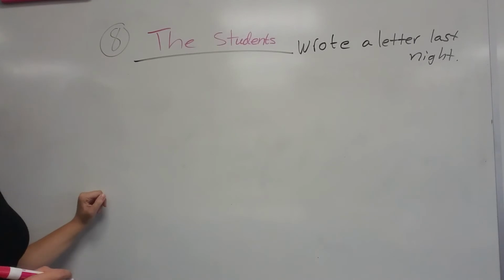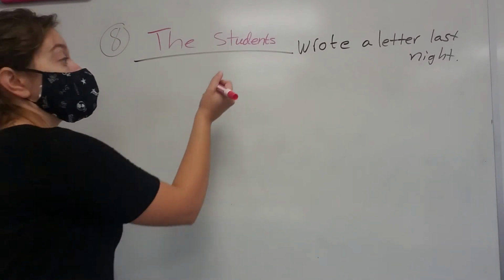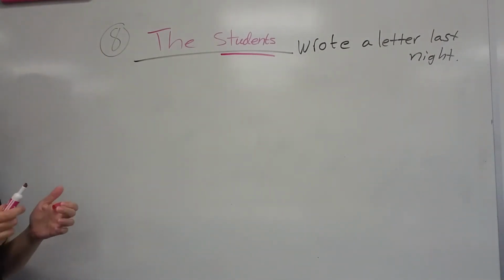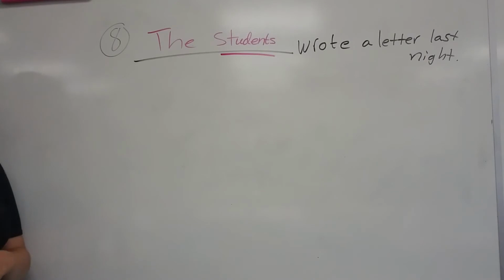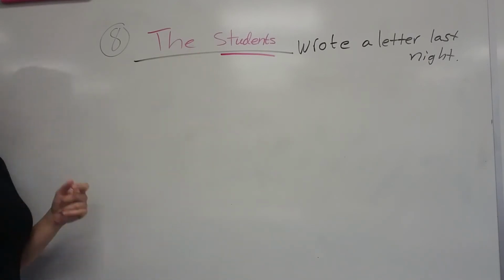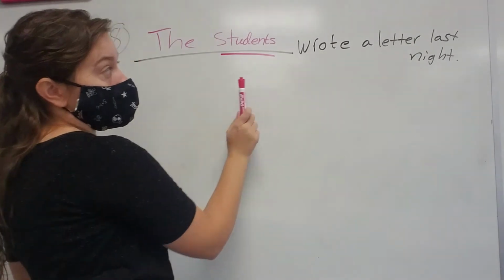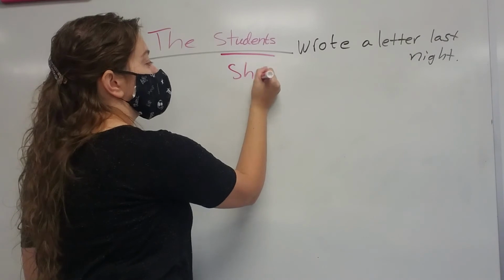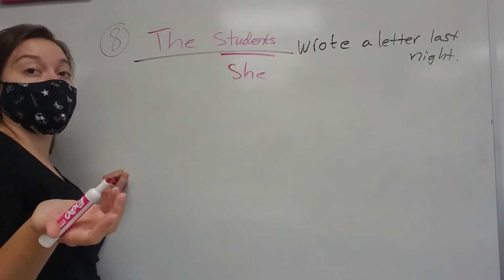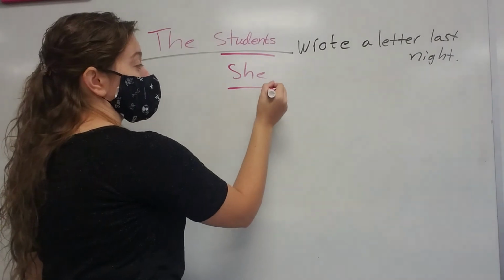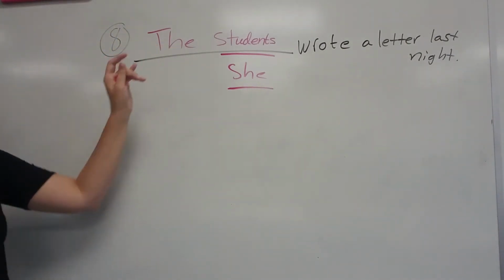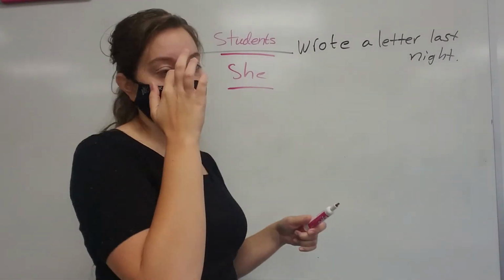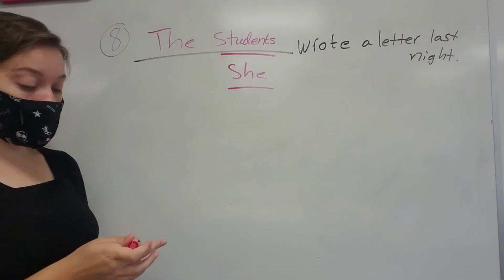Now it also says I need to underline my simple subject. So I'm just going to underline students. Okay? Does that make sense? We put a complete subject to go with our predicate and we underlined it. What if I just said she wrote a letter last night? That's a subject, right? And then I would just underline it. But I kind of wanted it to be more of a complete subject, so I added a little bit more to it. Does that make sense? Yeah.